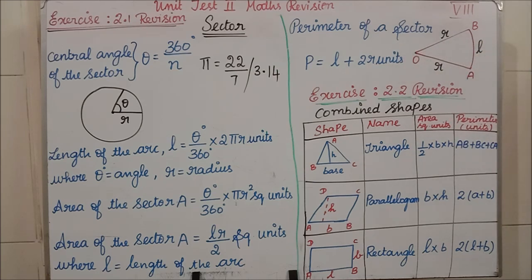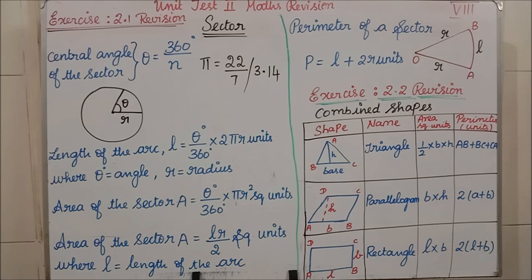In the question, if they ask you to find the perimeter of the sector, they will give you the length of the arc value as well as the radius value. You have to just substitute, add, and write the final answer. Clear, students, all of you, about exercise 2.1? Exercise 2.1 is only based on these formulas. Revise it properly, work out and see all the problems so that you will be very clear.